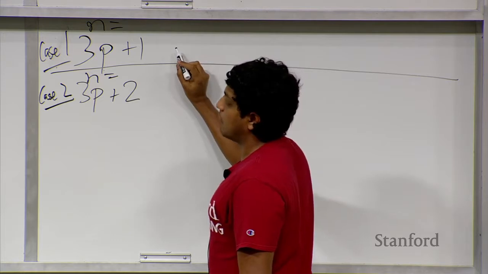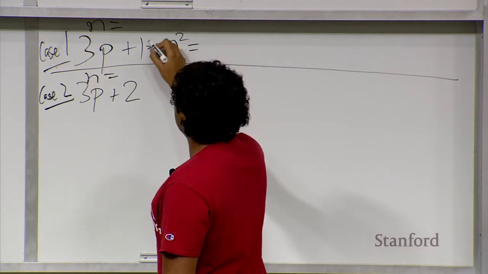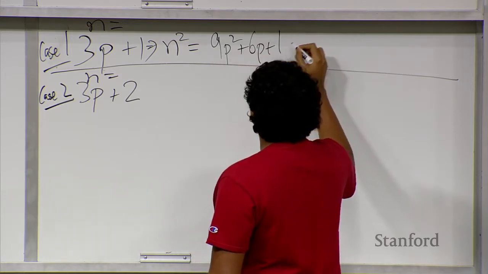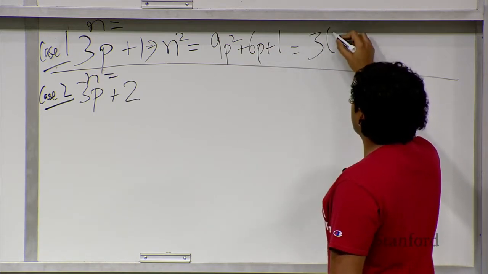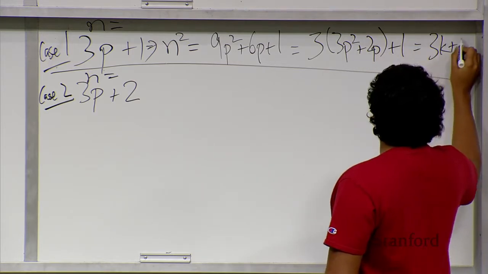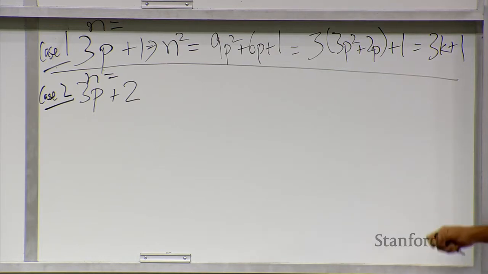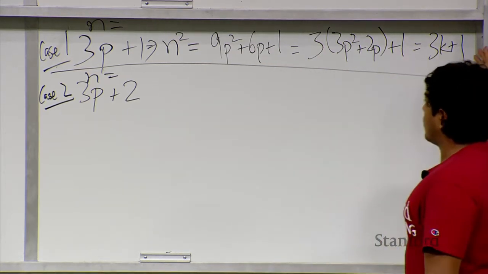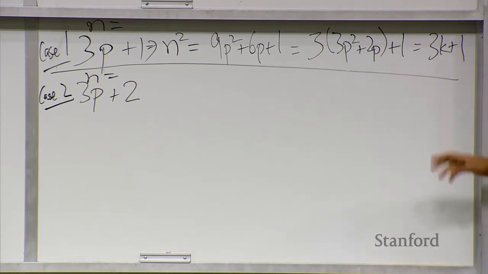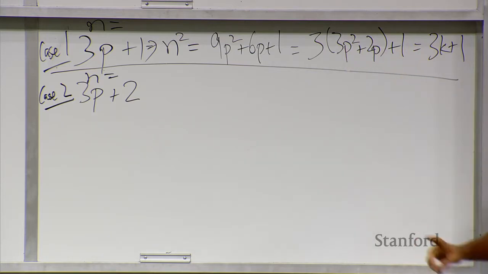Okay, so how do we look at this? So n squared is equal to 9p squared plus 6p plus 1, which is 3 times 3p squared plus 2p, plus 1, which is 3k plus 1, right? If my math is okay. So what we are doing is just squaring 3p plus 1, we get 9p squared plus 6p plus 1. We group the terms that are divisible by 3, since we know p is an integer, therefore this is also an integer, therefore this is divisible by 3. So this is of some form 3k plus 1, where k is some other integer. Here k is equal to 3p squared plus 2p.